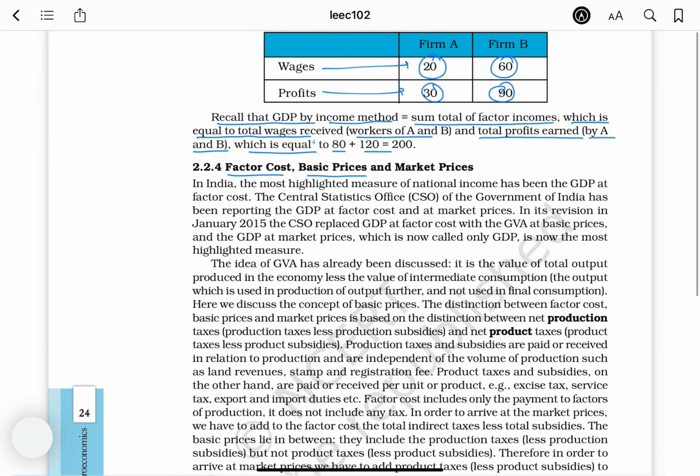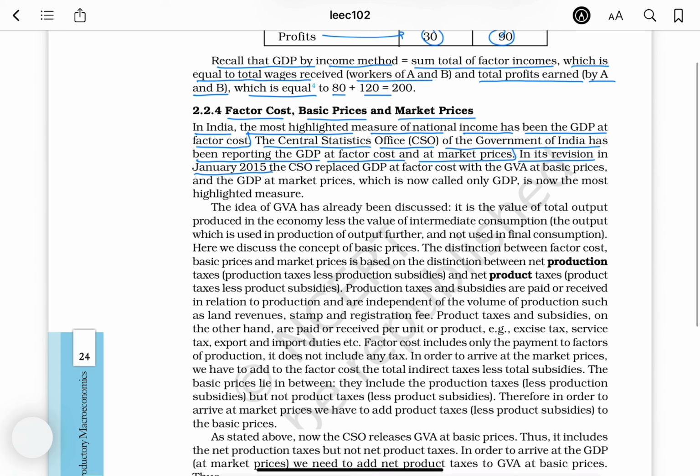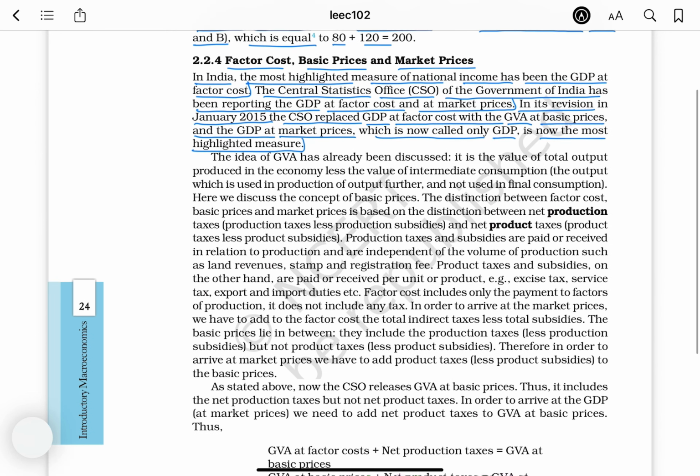Factor cost, basic prices and market prices. In India, the most highlighted measure of national income has been the GDP at factor cost. The Central Statistics Office (CSO) of the Government of India has been reporting the GDP at factor cost and at market prices. In its revision in January 2015, the CSO replaced GDP at factor cost with the GVA at basic prices, and the GDP at market prices, which is now called only GDP, is now the most highlighted measure.